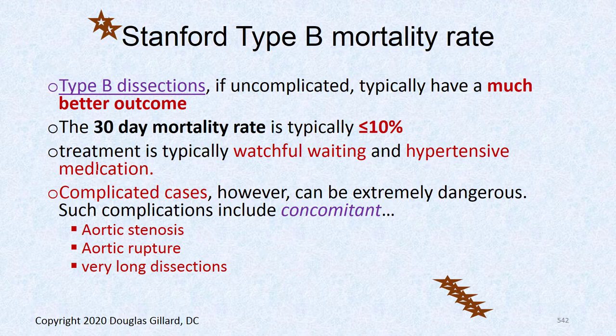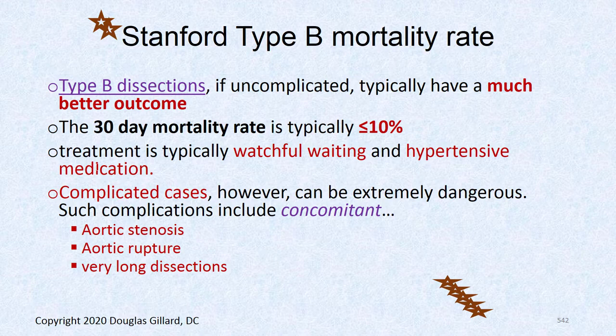What about for Stanford B mortality rate? This one's a lot better. The 30-day outcome, if you have a Stanford B, which means you have a dissection in your descending aorta, mortality rate at 30 days is less than 10%, sometimes 2-3, at the most 10%. Most of the treatment involves just watching and waiting to see if they need to call in the surgeon or not.